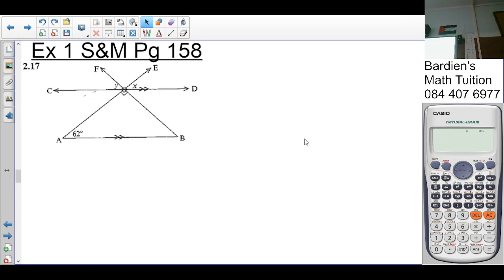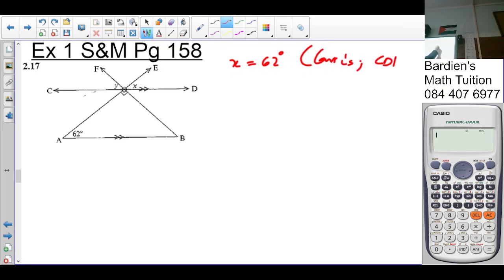Just look at the next one. What can be done here? X equals 62. Y? Corresponding angle. Can you all see the F? Can you all see that? So we're going to say X is equal to 62 degrees. Corresponding angles, with CD being parallel to AB. Now what? Now what do we do? Y is equal to?